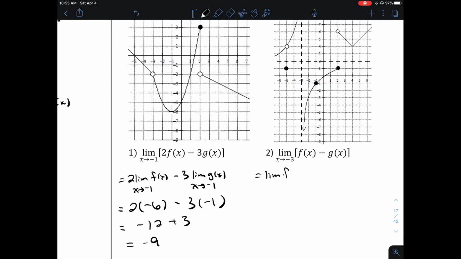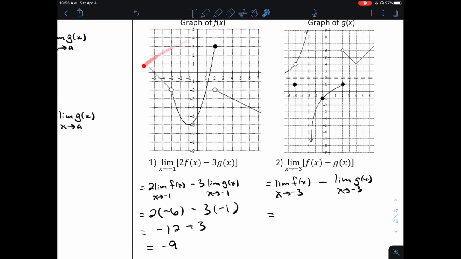Number 2, this is simply subtraction. So it's going to be the limit of f of x as x approaches -3 minus the limit of g of x as x approaches -3. So here's function f. As x approaches -3, here's -3, y is getting closer to -2. Notice the y value is undefined, but that's cool. It doesn't matter. It doesn't have to be defined. As you approach from both sides of -3, the y is approaching -2.